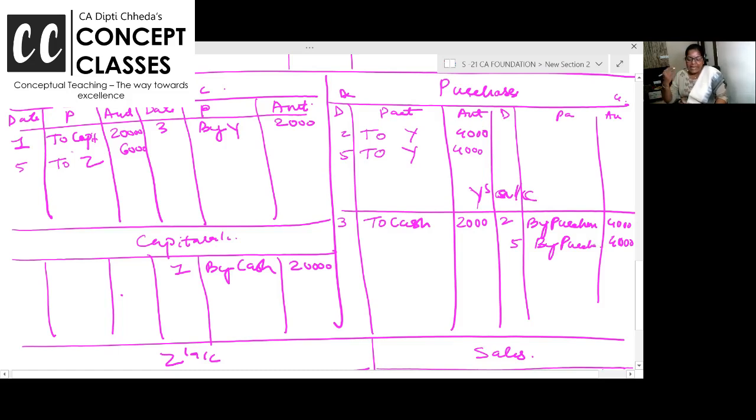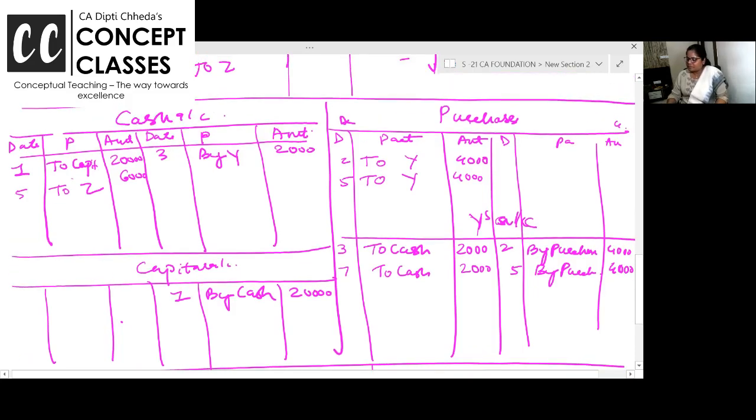Now we are paying cash to Y again, 2,000. We are buying more, we are paying less, but then let it be. On the 7th, debit Y, credit cash. Debit Y, credit cash.